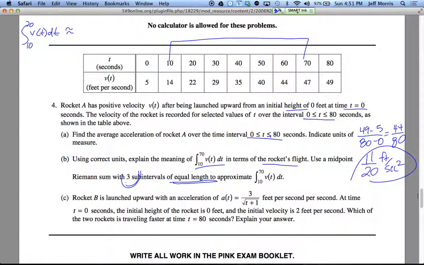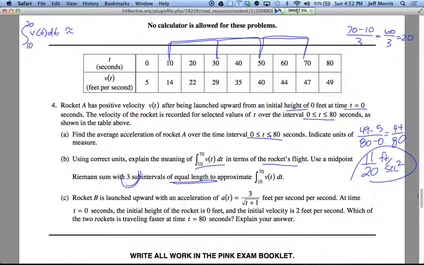All right, so you can probably just eyeball the intervals, but if you don't, you can take the whole interval and divide it by 3, how many subintervals you want. Which is going to be 70 minus 10 over 3. So it's 60 divided by 3, which is 20. Most of you could have just eyeballed it and seen that you're going to have one rectangle there, another rectangle here, and another rectangle there.